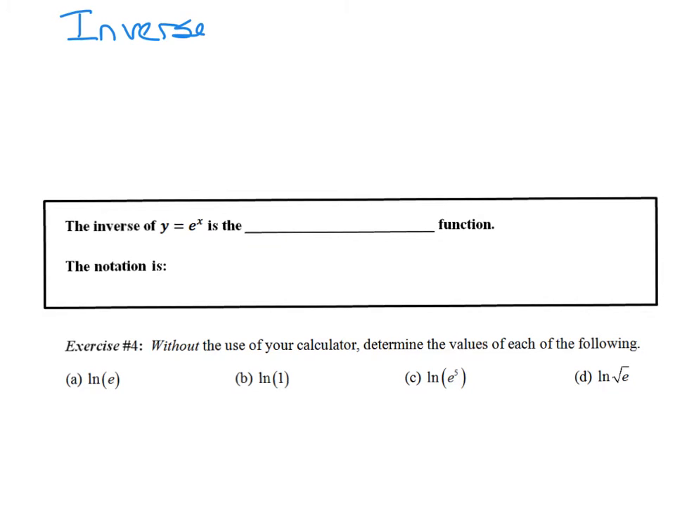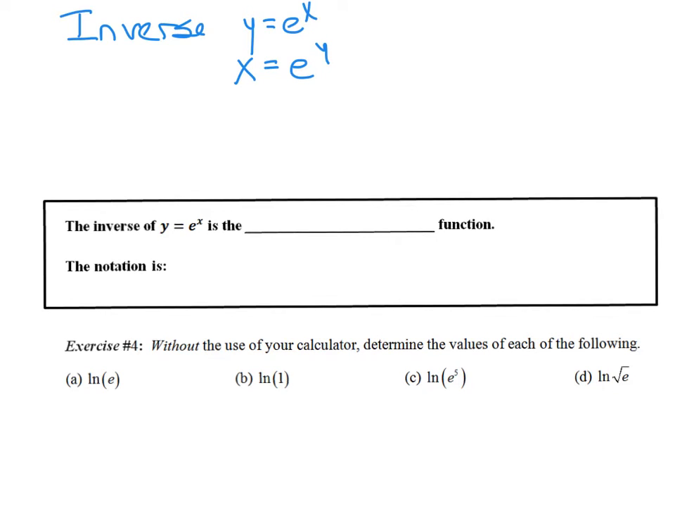Anytime I'm trying to find an inverse, that means that I'm going to take my original function y equals e to the x, and I'm going to reverse the x and the y. So I'm going to replace the y with an x and replace the x with a y. So I now have the equation x equals e to the y.